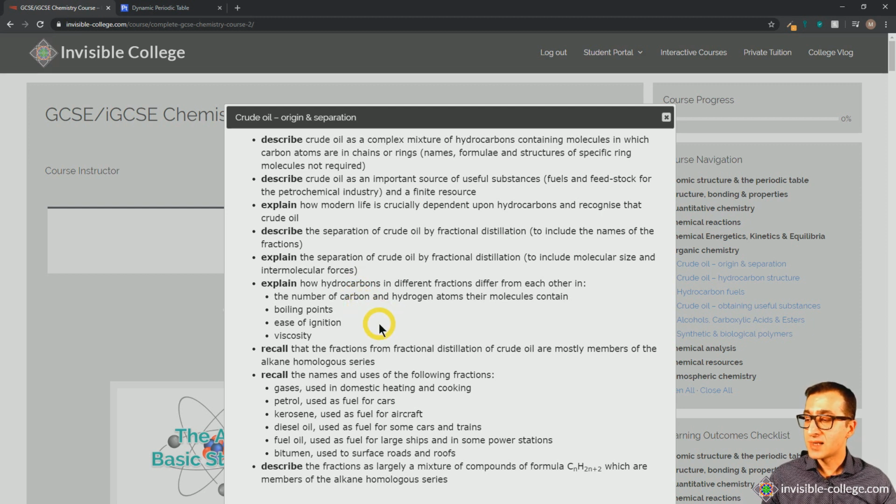We also need to look at the simplest kind of hydrocarbons, the alkanes, and to look at the concept in organic chemistry of a homologous series. And we also finally need to look at some of the uses of the fractions of crude oil, such as gases used in domestic heating and cooking, such as methane, all the way through to the larger molecules found in fractions, which are used to make things like fuel oils, and bitumen, which is used for surfacing of roads and roofs.